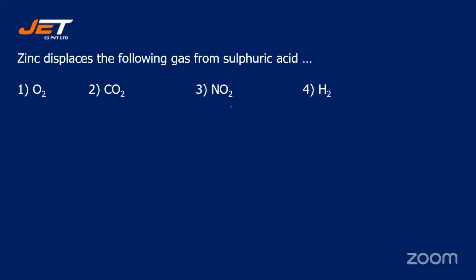Next question. Zinc displaces the following gas from sulfuric acid. So if you consider sulfuric acid, H2SO4, and I am reacting zinc metal with this, what is the possible displacement? Which gas is displaced by zinc? Hydrogen, nitrous oxide, carbon dioxide, or oxygen? Which is the right option? Let us see who will do it perfectly.